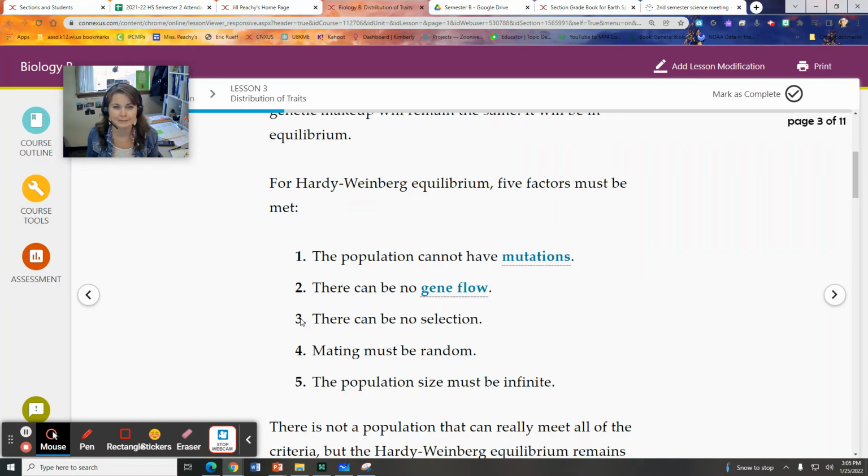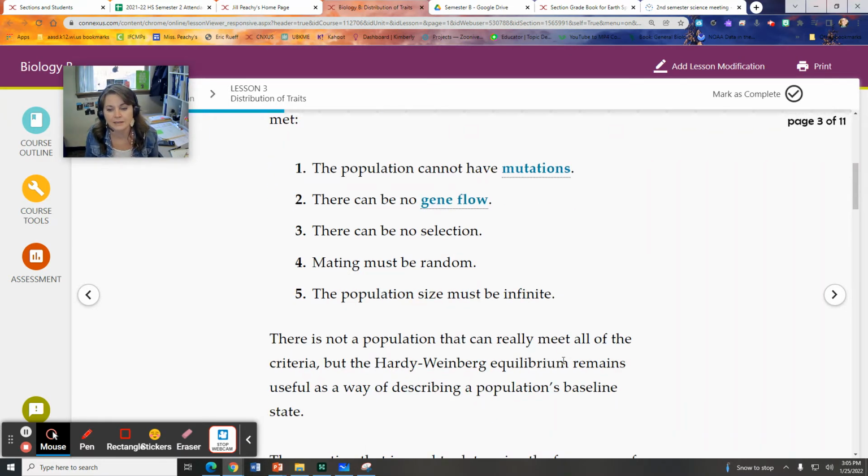They don't get to choose based on the mating dance or the color of the plumage or how beautiful the nest is built. I always love birds and how lovely their rituals actually are. And the population size must be very, very large. In fact, they're saying the population must be infinite. So obviously, this is never going to happen. There is not a population that can ever meet all of the criteria of the Hardy-Weinberg equilibrium. Because of that, no population ever remains in a state of equilibrium. In other words, evolution is always happening in all populations at all times.